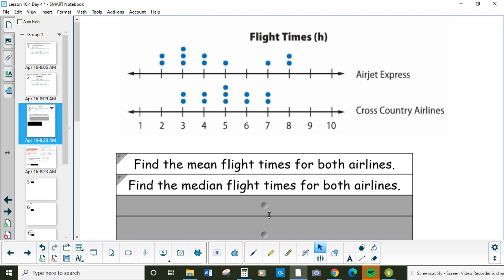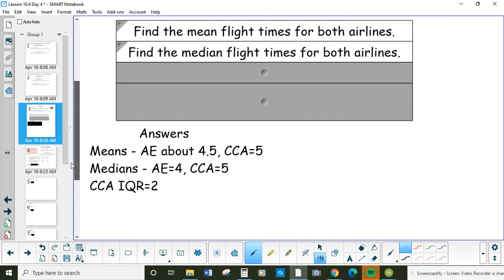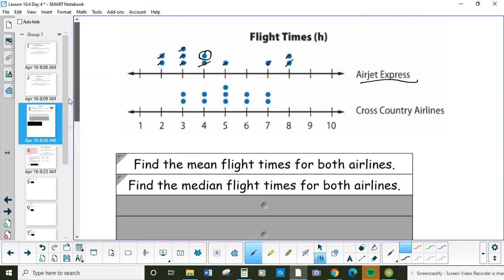But since they're already in order for us, we could even use a double dot plot. So for Airjet, we can go, that's the smallest, that's the biggest, that's the next smallest, next biggest. Well, they're tied, but just work my way in, right? 1 and 1, 1 and 1, and the number in the middle was 4. So I see that the median for Airjet Express, the median is 4. How about the median for cross-country airlines?